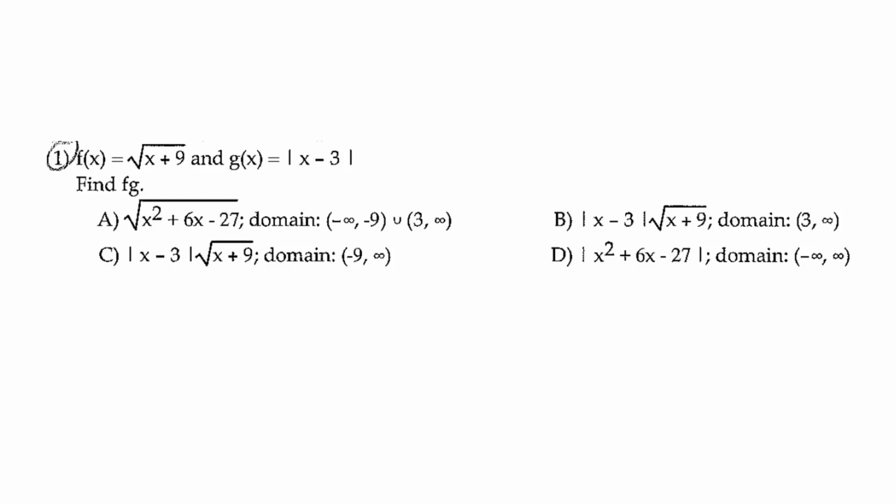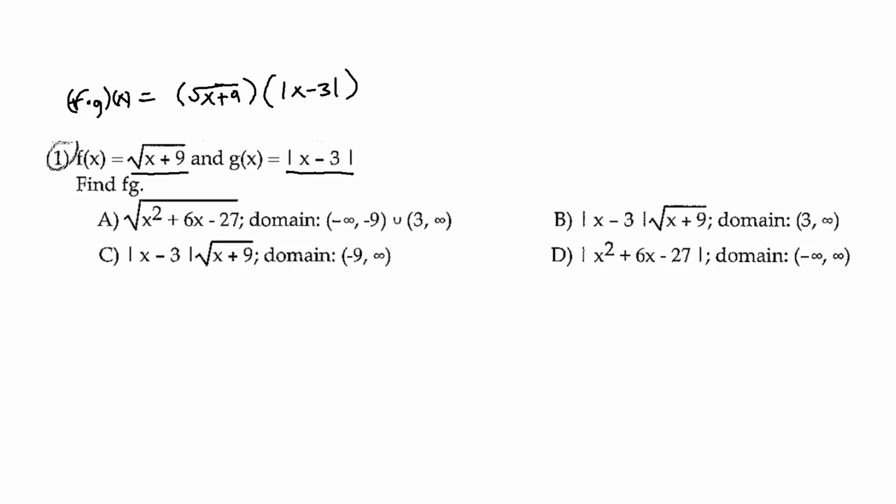In this example, we're asked to multiply the two functions f, which is square root of x plus 9, and g, which is absolute value of x minus 3. When we multiply them, we're going to basically put them next to each other. So square root of x plus 9 times absolute value of x minus 3. Because they're all grouped under a different operation, we can't actually finish the multiplication. So we're going to leave it like how it is. So this is the answer for strictly just multiplying the function f times g.